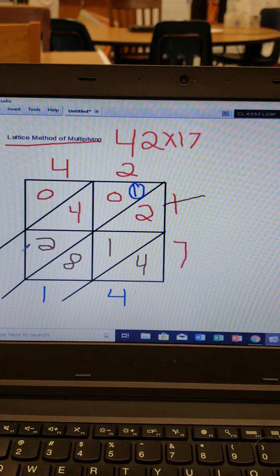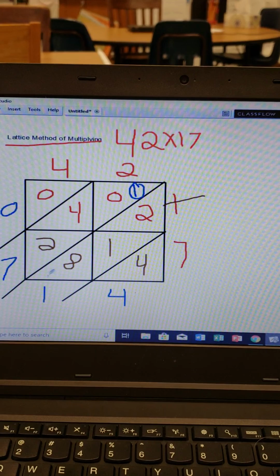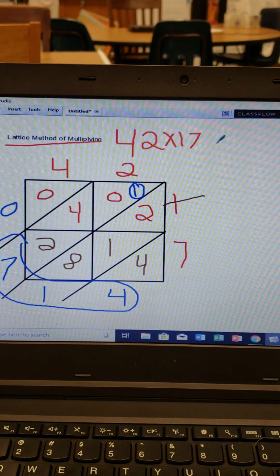So now I get to do this diagonal row, which is 2 plus 4 is 6, plus this 1 I had to carry, which gives me 7. And then there's a 0 up here. I don't have to put anything but a 0. So now my answer to 42 times 17 looks like this. It is 714.